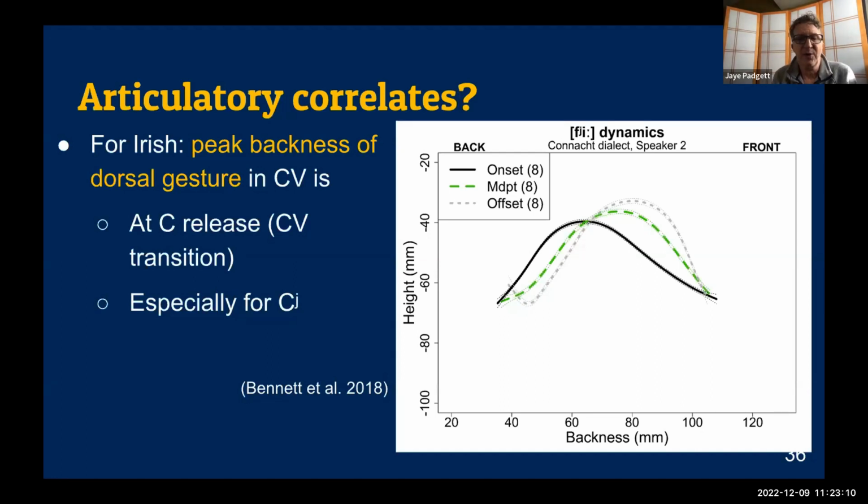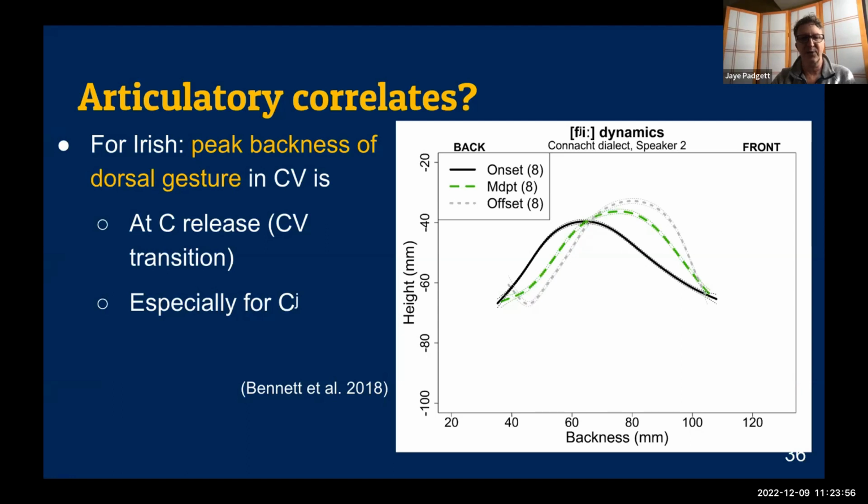So from our previous work, where we looked only at onset consonants, we observed that for palatalization, the peak of the gesture did in fact correlate more or less with the release of that consonant, as is the case for Russian. So you see that here, the three lines are now time points: the beginning of the consonant, the midpoint, and the end. I'm going to try to avoid saying onset for this because we're talking about onsets and codas, and that just gets really confusing. So I'm mostly going to say something like the start and the end of the consonant. But you can see that the peak of the palatalization gesture is at the end of the consonant there, that little dashed line.